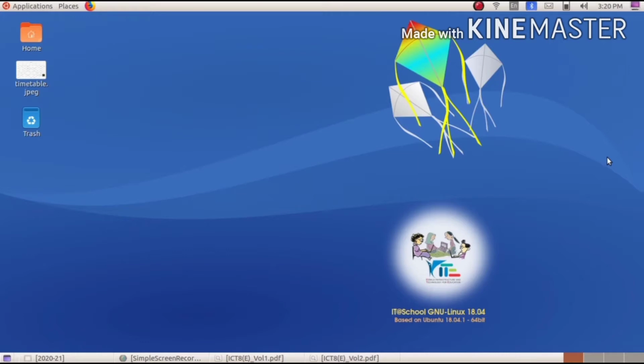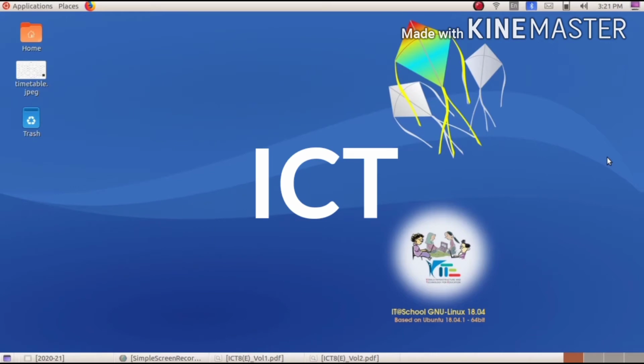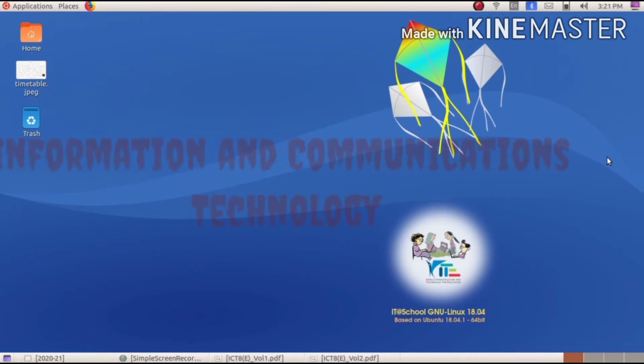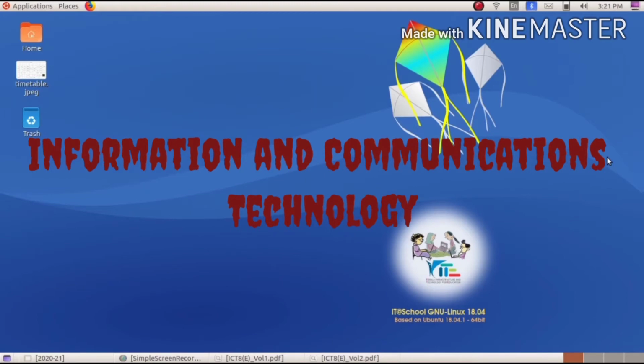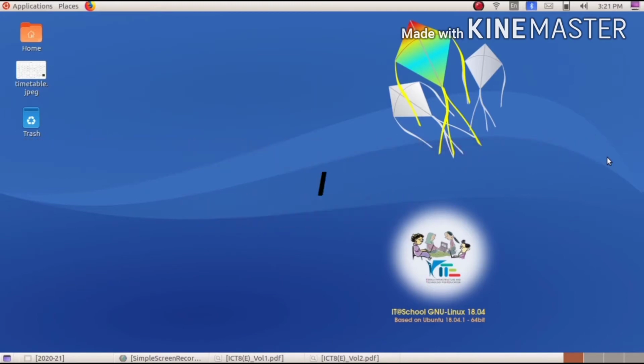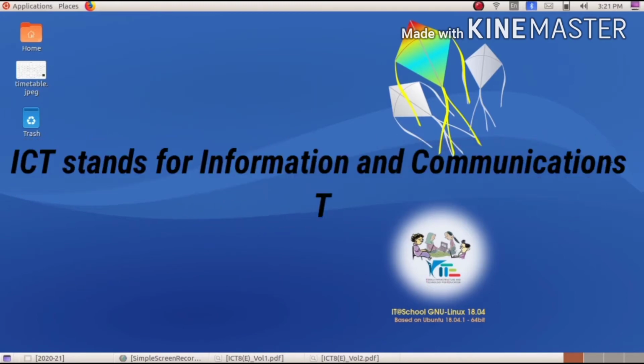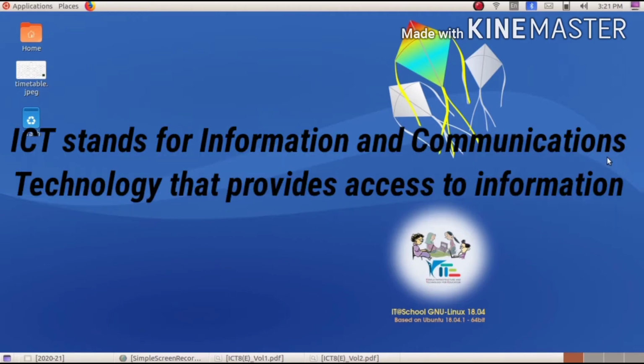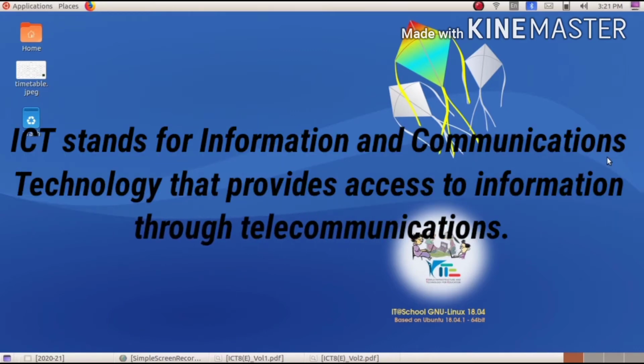Are you studying IT? Is an IT teacher teaching you? Is your textbook IT? Is there any doubt? We have to be doubtful because it is ICT. What is ICT? Information and Communication Technology. ICT stands for Information and Communication Technology that provides access to information through telecommunication.